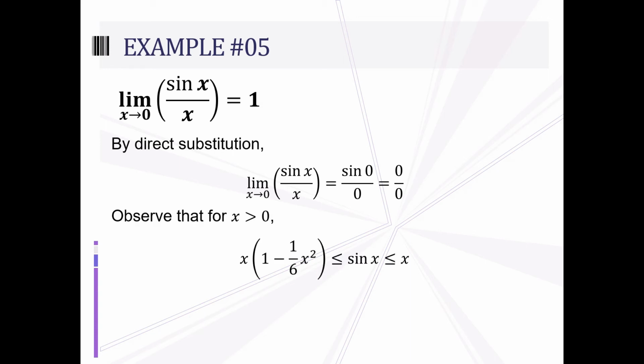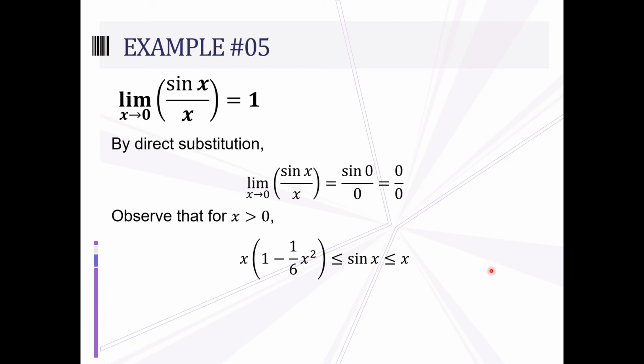Observe that for x greater than 0, sine x is greater than or equal to x times (1 minus 1 over 6x squared), but less than or equal to x. So itong bound na ito, na-prove din natin to, and the link is below in the description. So tignan nyo doon yung proof kung bakit ito yung kanyang bound.